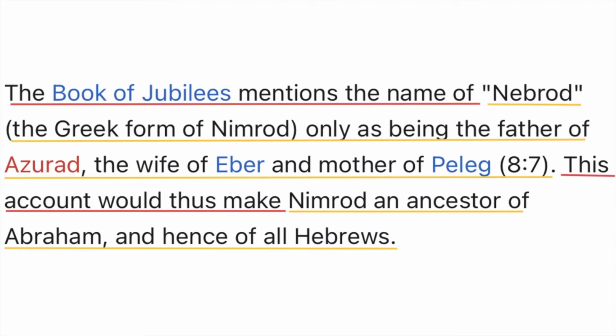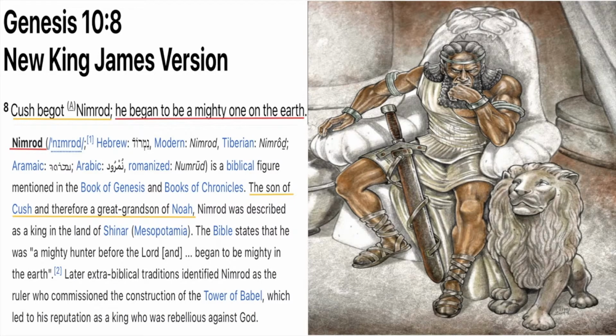The Book of Jubilees mentions the name of Nimrod, the Greek form of Nimrod, only as being the father of Azurad and the wife of Eber, the mother of Peleg. Chapter 8, verse 7. This account would thus make Nimrod an ancestor of Abraham and hence of all Hebrews. Genesis chapter 10, verse 8: Cush begot Nimrod. He began to be a mighty one on the earth.